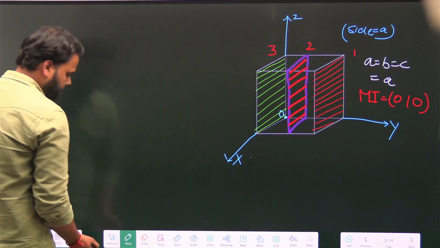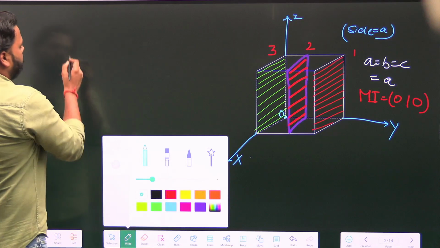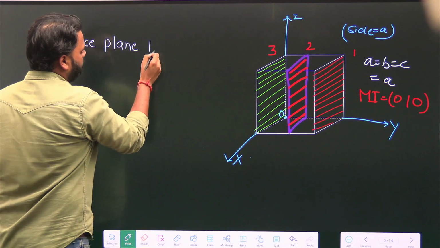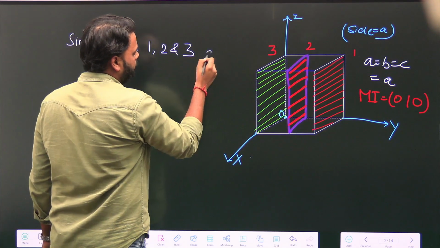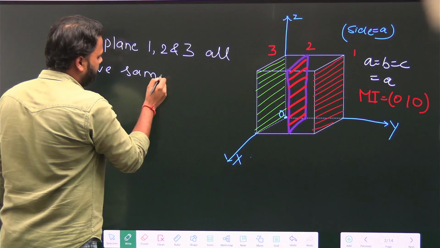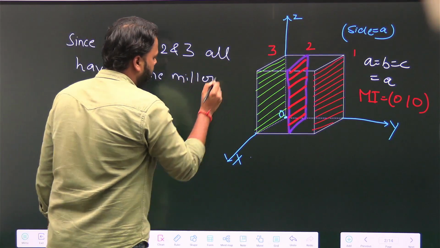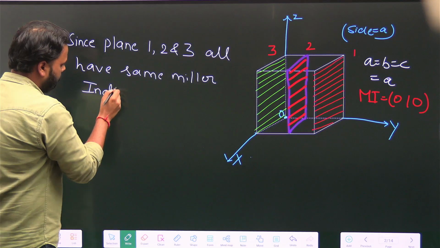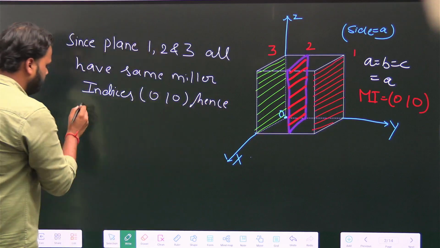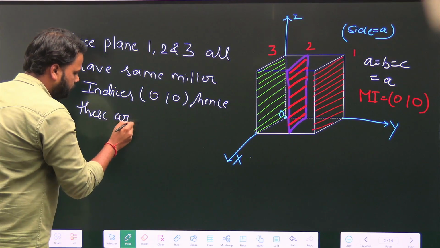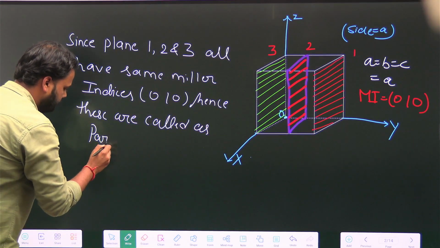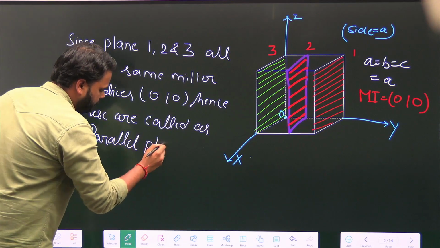Okay. Hence, since I'm writing down here, since planes 1, 2, and 3 all have, write down on your copy also, all have same Miller indices, that is how much? 0, 1, 0. Hence these are called as what? Parallel planes. These are called the parallel planes.